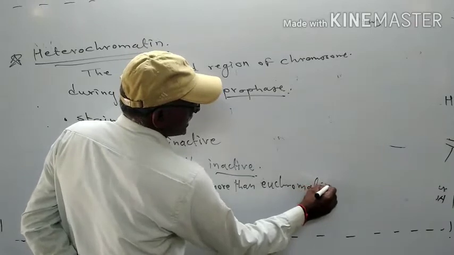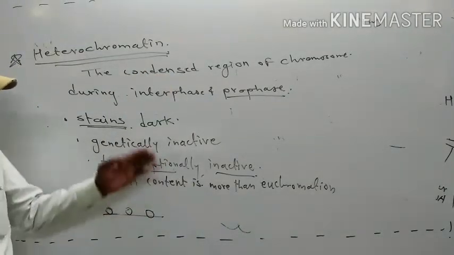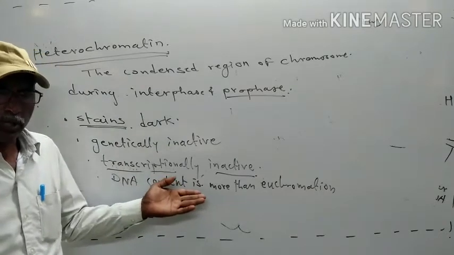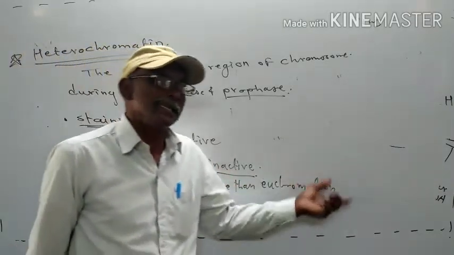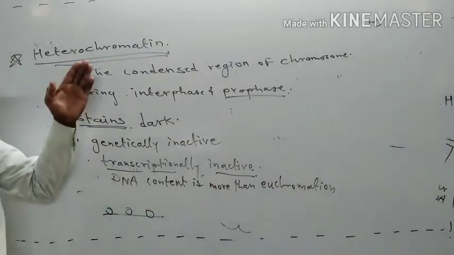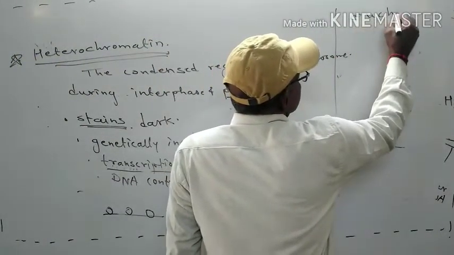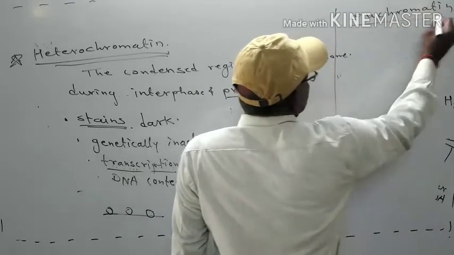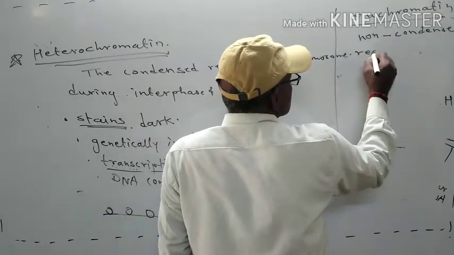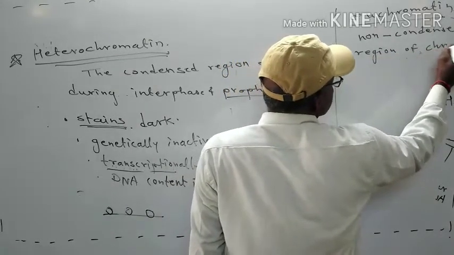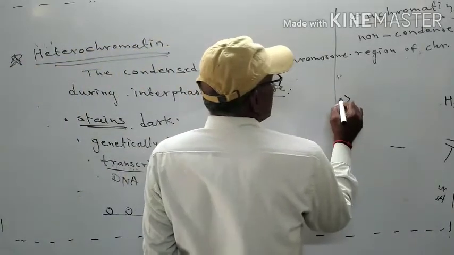Sometimes the question is asked: distinguish between euchromatin and heterochromatin. At that time we have to give one point: DNA content is more in heterochromatin and less in euchromatin. So this is heterochromatin. Then what is euchromatin? Euchromatin is the non-condensed region of chromosome.